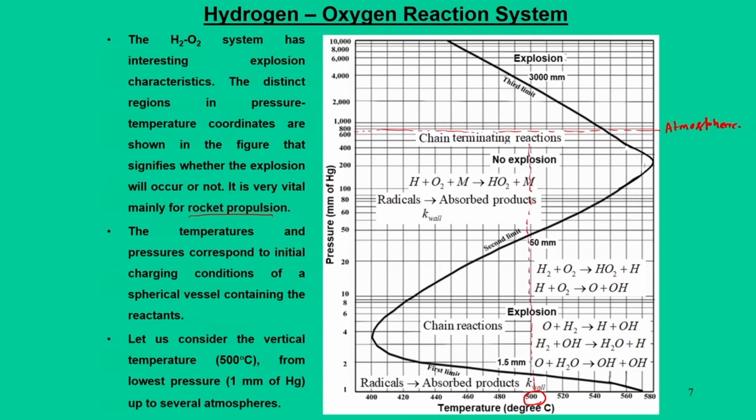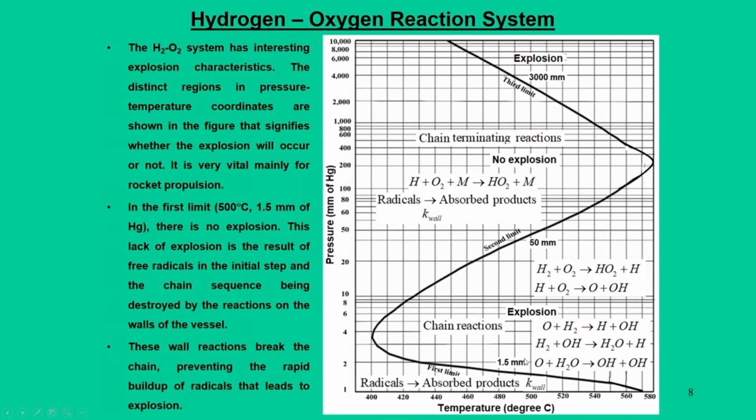What it means is that if I go along this line, we can have different pressures, okay, and we can see a curve. It is typically a sinusoidal curve, and this 500 degree, if you draw a vertical line, it cuts this curve at different pressure values. So, let us start with the first one. That means we are looking at a vertical temperature line at 500 degree centigrade with the lowest pressure of 1 mm, and we are going up.